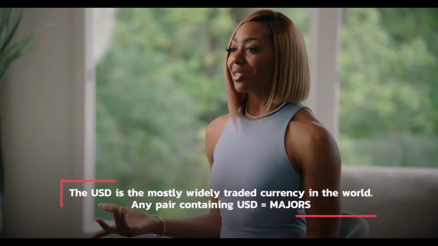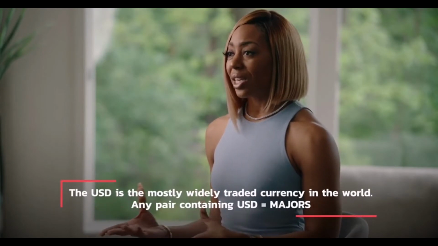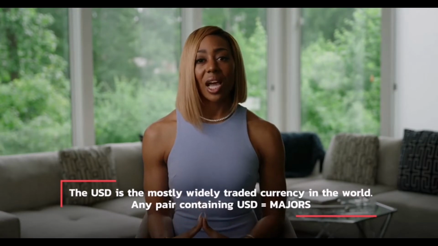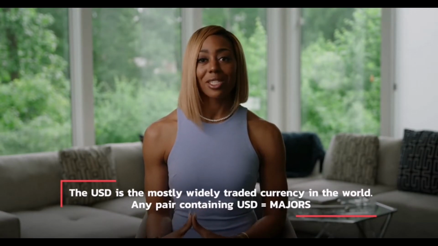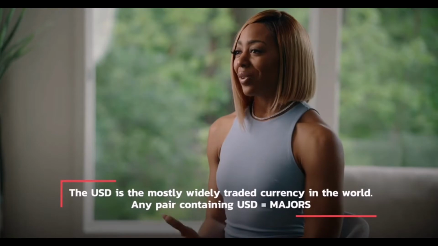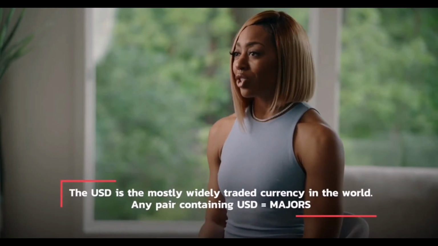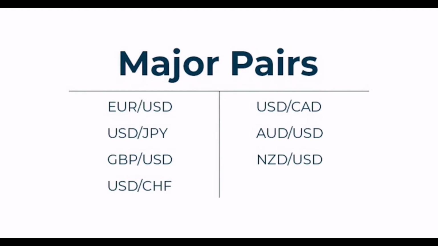So earlier we talked about major currency pairs, which are the countries that play a main role in the foreign exchange market, but there's also something called majors, which is completely different from major currency pairs. Majors are any pair that contains the US dollar. These are called majors because the US dollar is the most widely traded currency in the world. It is also the most liquid and traded at the highest volume. So major pairs are pairs like AUD USD, NZD USD, Euro USD, USD JPY, GBP USD, USD CHF, and USD CAD.